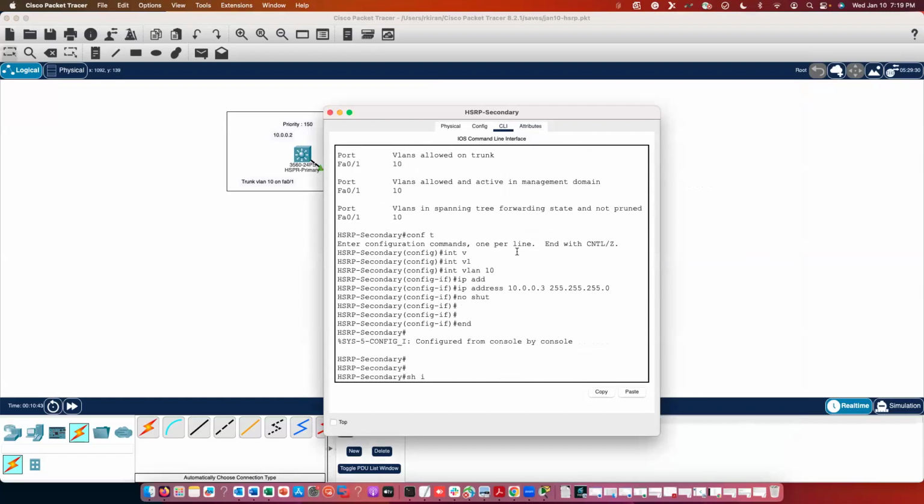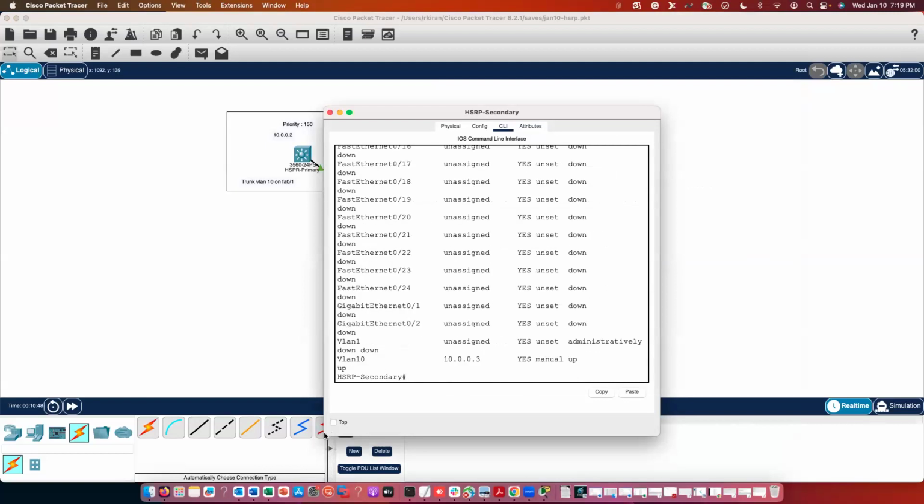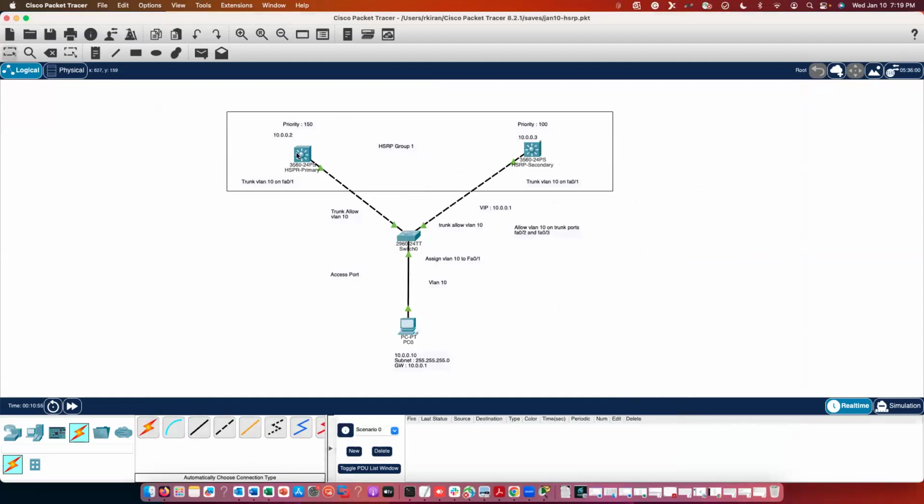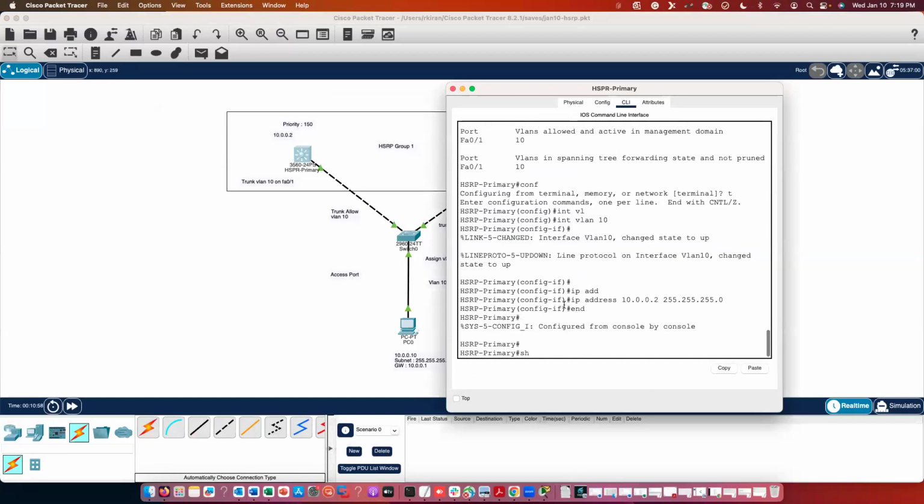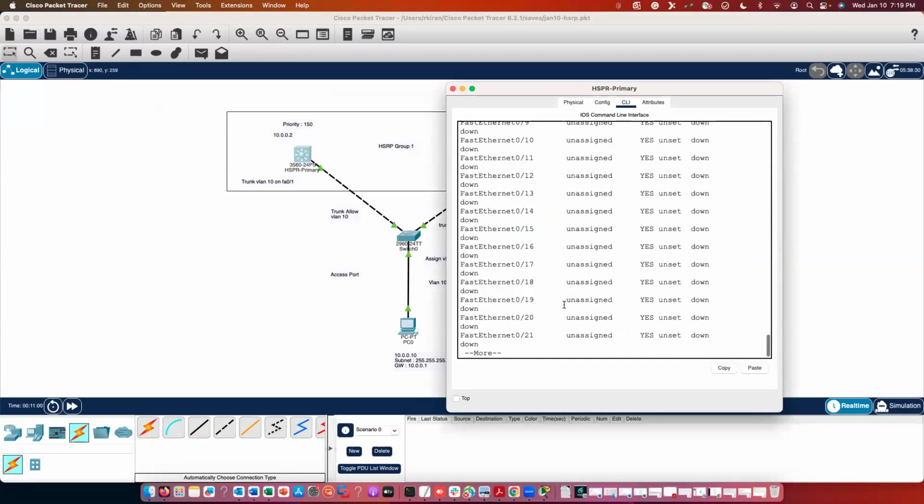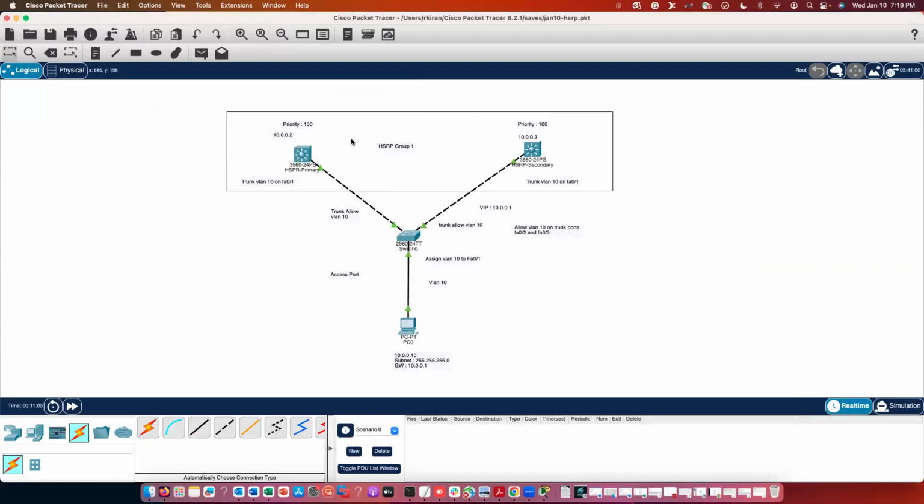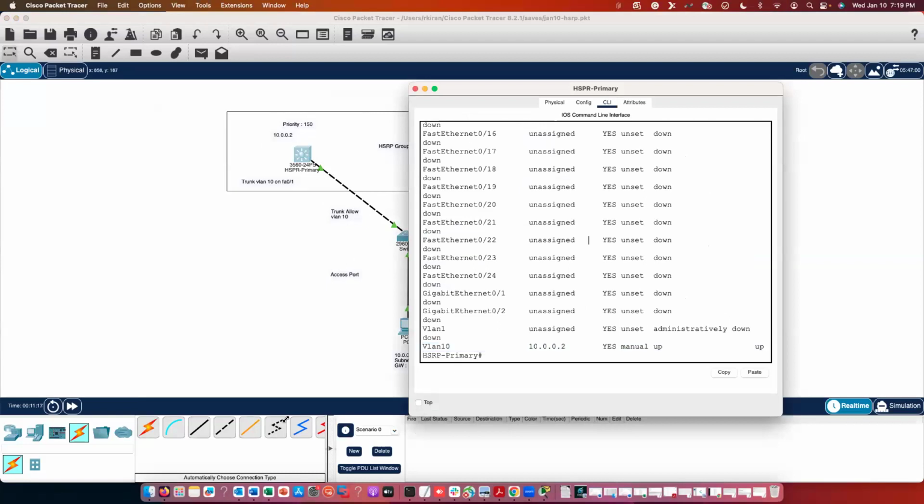You can do show ip interface brief. So VLAN 10 is defined with the IP address. It says up and up, so that means layer 2 and layer 1 is up. Here also we can do show ip interface brief. Okay, it is up and up. Now we have done the physical interface configurations, right? So now we have to define the virtual IP on this one and virtual IP on this one for the HSRP group.